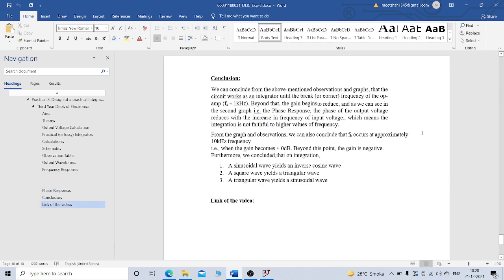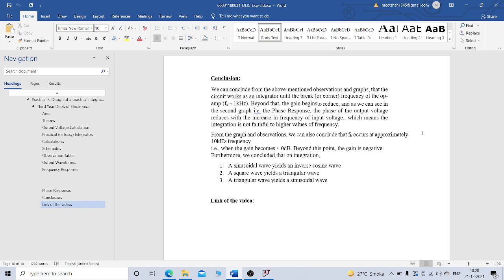From this we can conclude from the above observation graph that the circuit works as an integrator until the break or corner frequency of the op-amp Fa equal to 1 kHz. Beyond that the gain begins to reduce as we can see in the second graph, that is the phase response. The phase of the output voltage reduces with the increase in frequency of input voltage, which means the integration is not faithful to higher values of frequency.